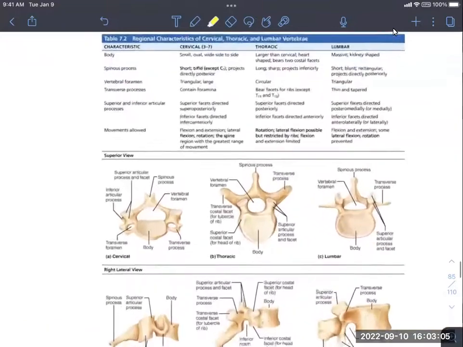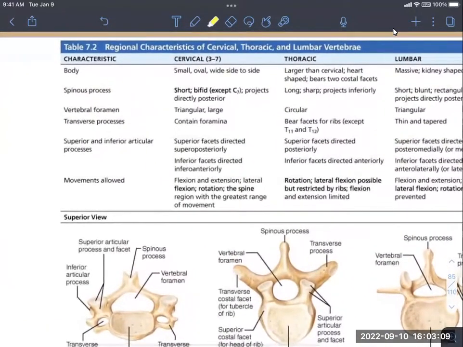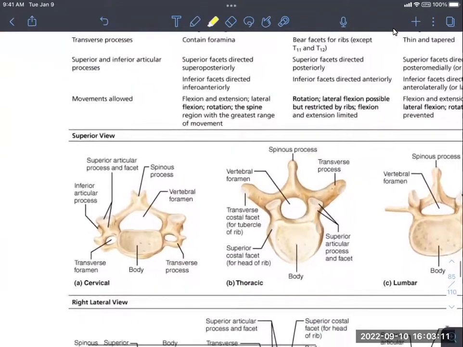So here's a chart that talks about the different characteristics. We kind of looked at it, so let's look at our cervical here. As we said, those transverse processes have a foramen in them, a transverse foramen. The body, it has that split bifid spinous process.